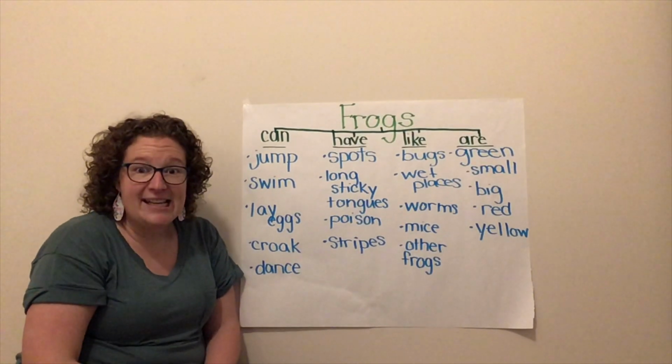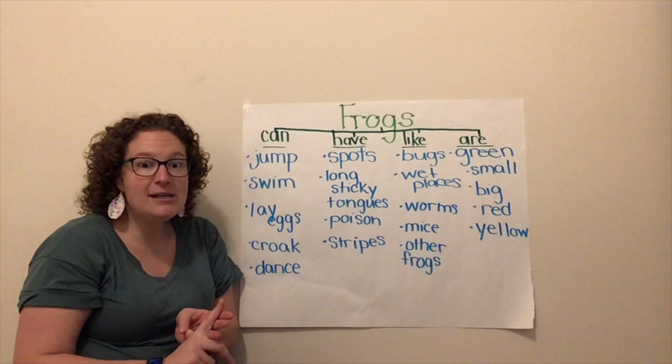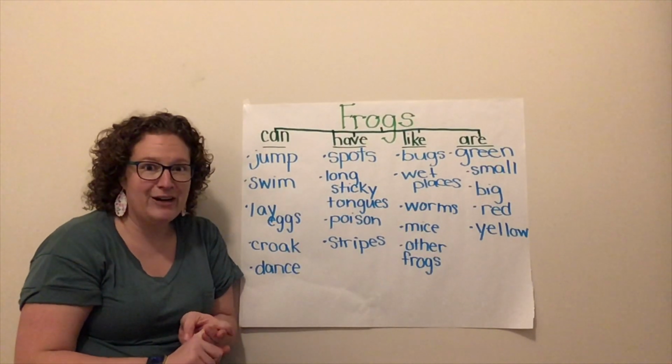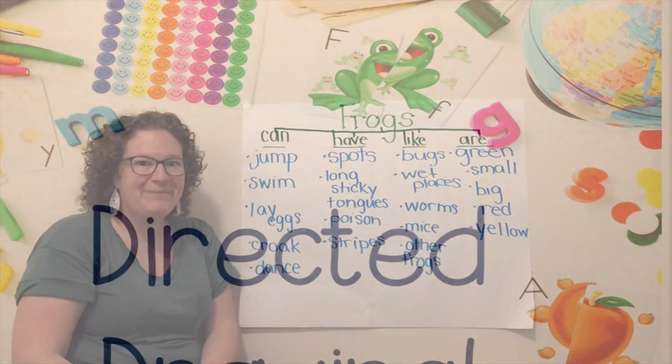What you're going to need next is a piece of paper and a pencil, and then something to color with. Color pencils, crayons, or markers for our next activity. So go ahead and make sure you have those.